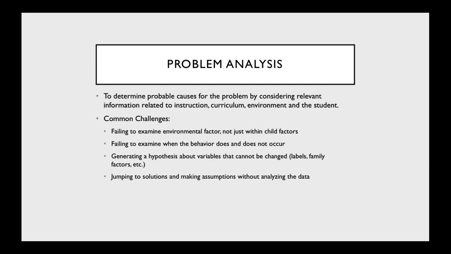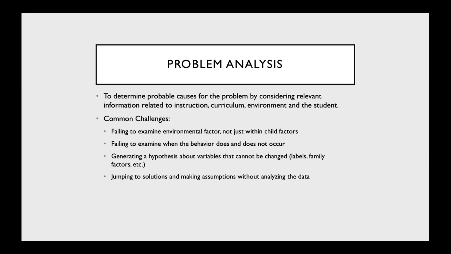And then the last challenge is we jump to solutions without looking at data. So we jump to what we think is the next best thing to do. Oh my goodness, if we just had a teaching assistant in the classroom, that would be fine. But we don't have any data to support that an additional adult is going to manifest in a way that the child improves. So we've really got to stick first.